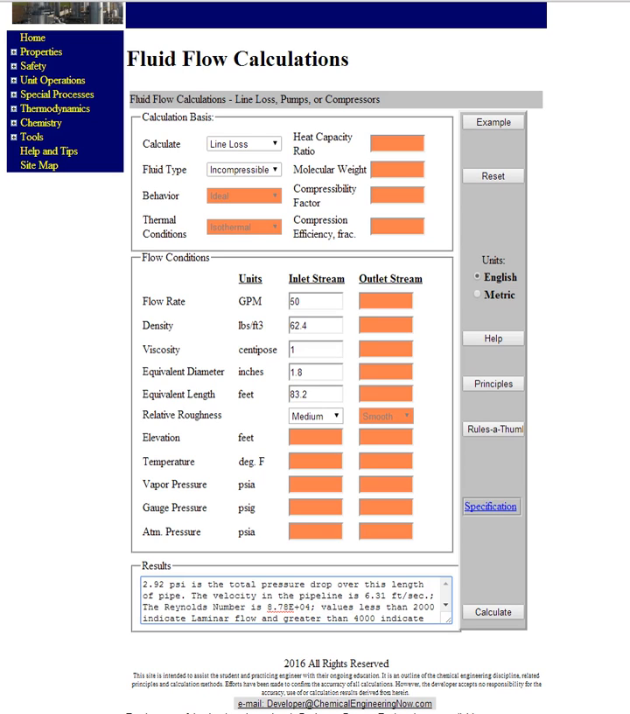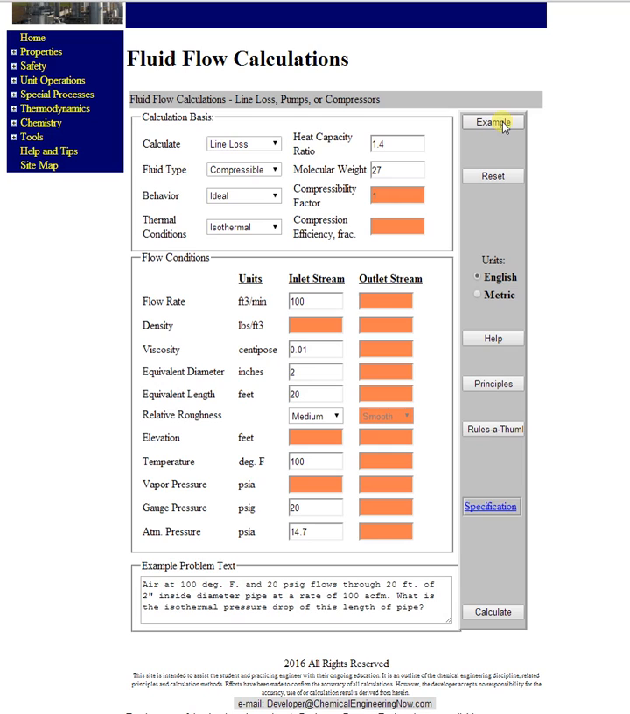So let's look quickly at an example for gases. If we go to compressible, and we do stay with line loss, let's just look at the example provided. In this example, air at 100 degrees Fahrenheit and 20 psi flows through 20 feet of 2-inch inside diameter pipe at a rate of 100 ACFM. What is the isothermal pressure drop of this length of pipe?